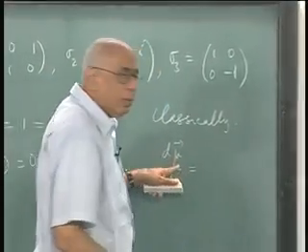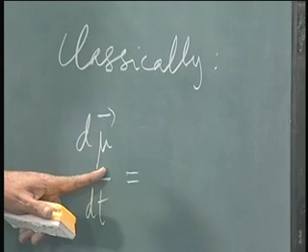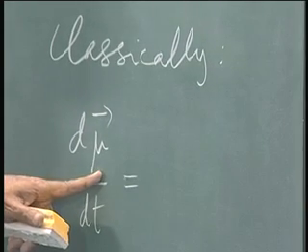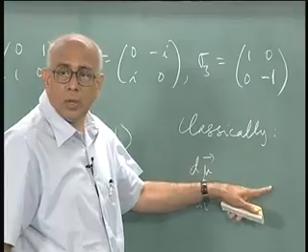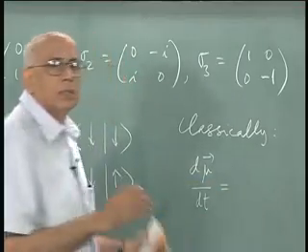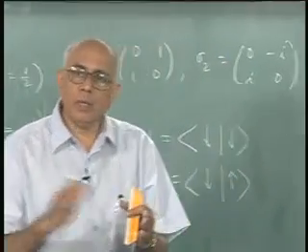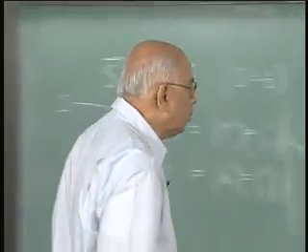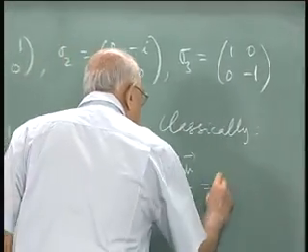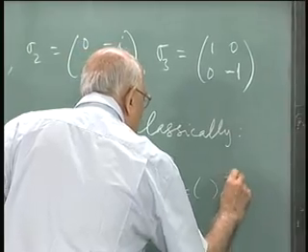Why did I write a mu here? Actually it is an angular momentum, because mu is proportional to the angular momentum. The rate of change of angular momentum is equal to the torque. So since the magnetic moment and the angular momentum are connected through some gyromagnetic ratio, it is essentially d mu over dt times some constant. So there is some constant sitting here and then a mu cross B.